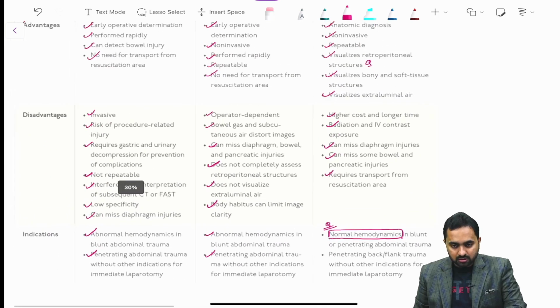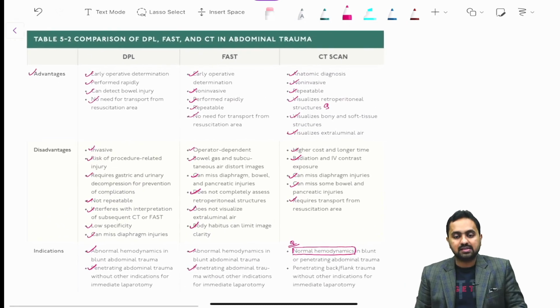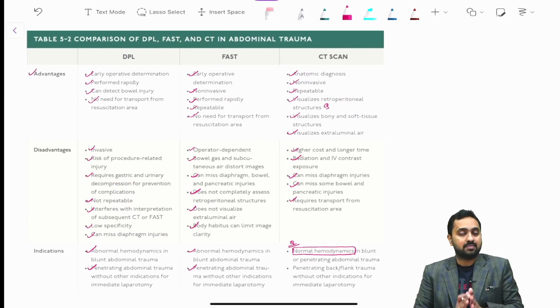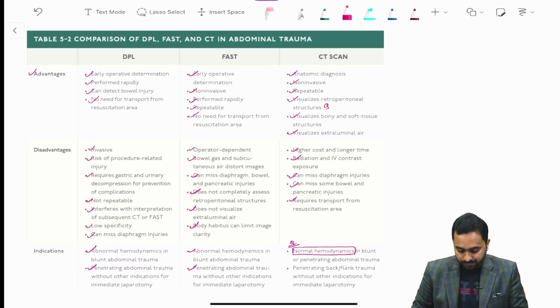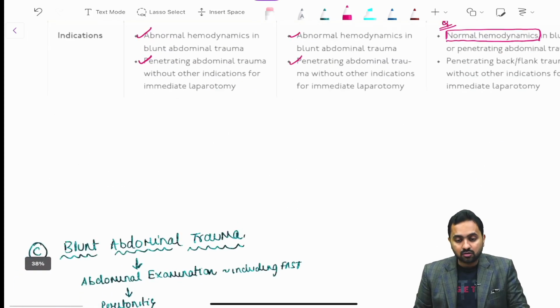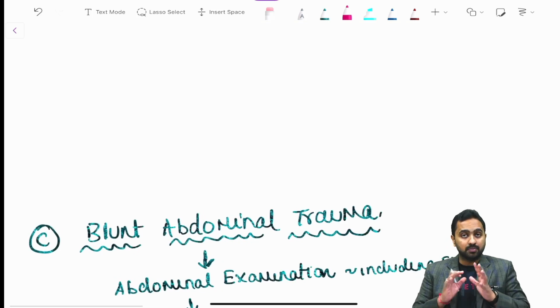So this is your table for DPL, CT scan and FAST, which is a comparative analysis. But as a general rule, do remember that in hemodynamically stable patients with abdominal trauma, these days we do a CT scan. Now let's take a look at a generalized approach to blunt abdominal trauma.